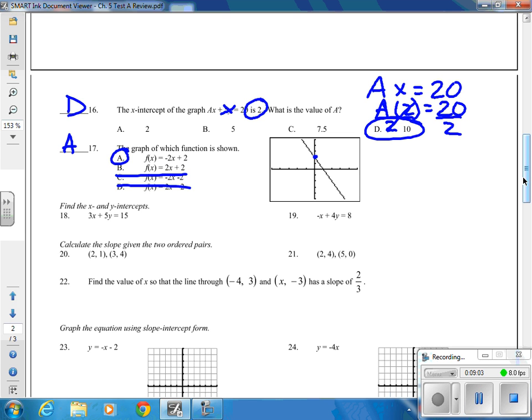If you can't tell that by looking, then pick another point and do rise over run, and you'll be able to get that the slope is -2. Okay. For 18 and 19, you are asked to find the x and y intercepts. You do not need to graph them. You simply just need to be able to show me that you can calculate them.